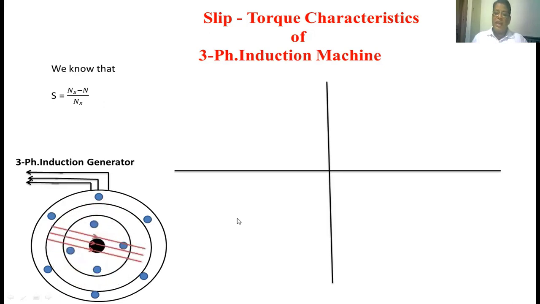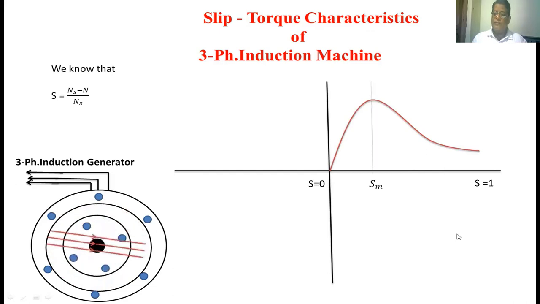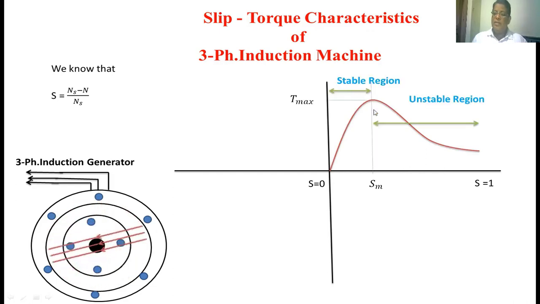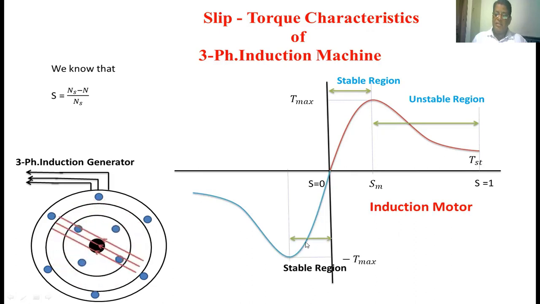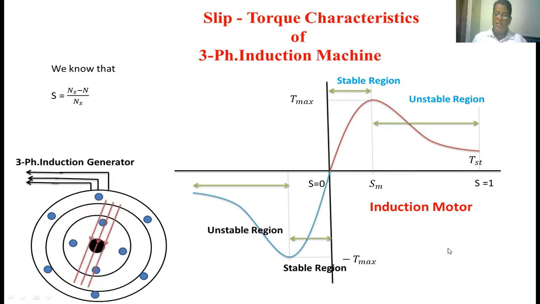Now we are going to see the characteristics of a three-phase induction generator, with S equal to 0, S equal to negative, and S equal to 1. As long as the slip is operating between 0 and 1, the same machine will be operating as a motor, as we have just seen. This is the stable region, this is the unstable region. The same characteristic we get in the negative torque direction, where again this is the stable region and this is the unstable region.